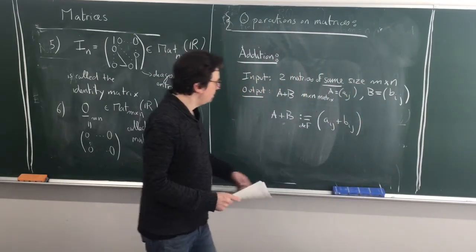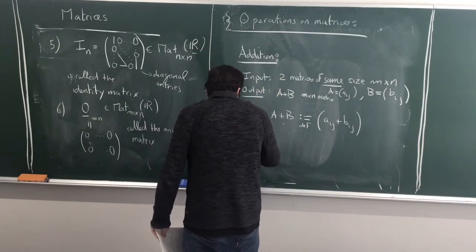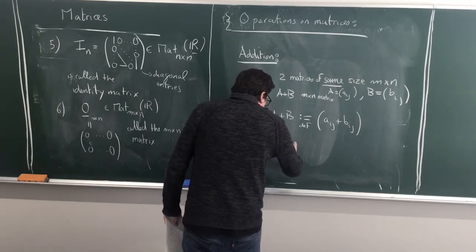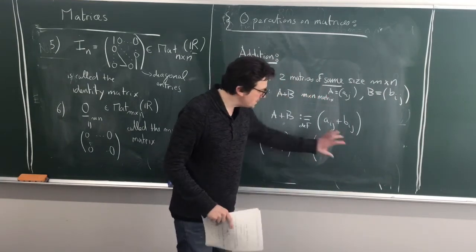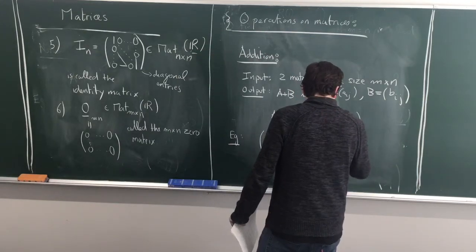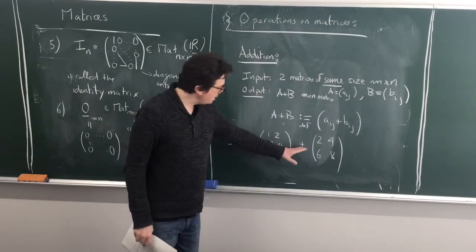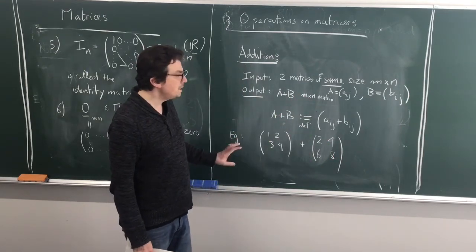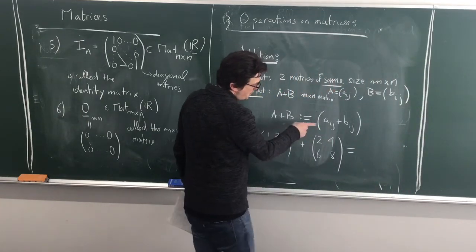Okay, let me give you an example. What does this formula mean? Imagine that I have 1, 2, 3, 4, and I want to add. So I have to take another matrix with the same number of rows and columns. Therefore, let's say 2, 4, 6, 8. Now I can do this operation. If this matrix had a different size, I would not be able to do the operation. Now, how is the operation done?